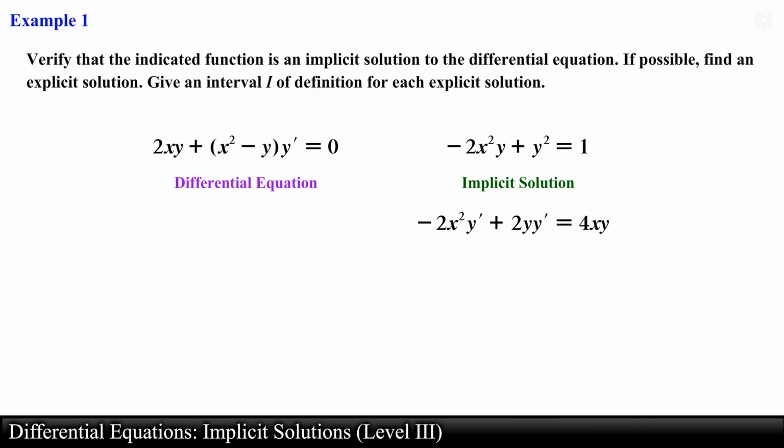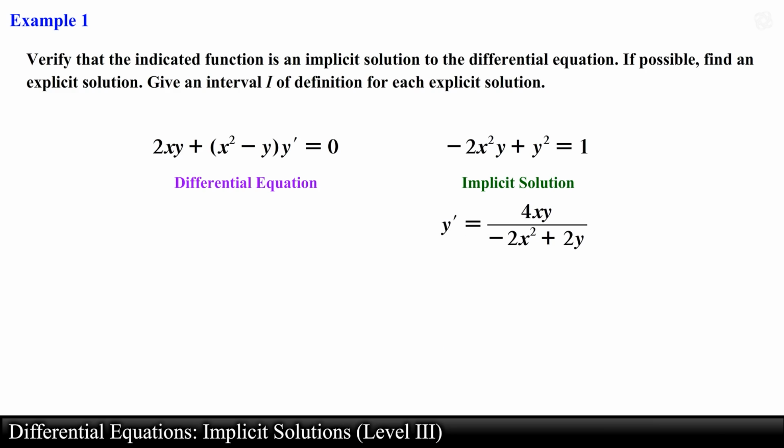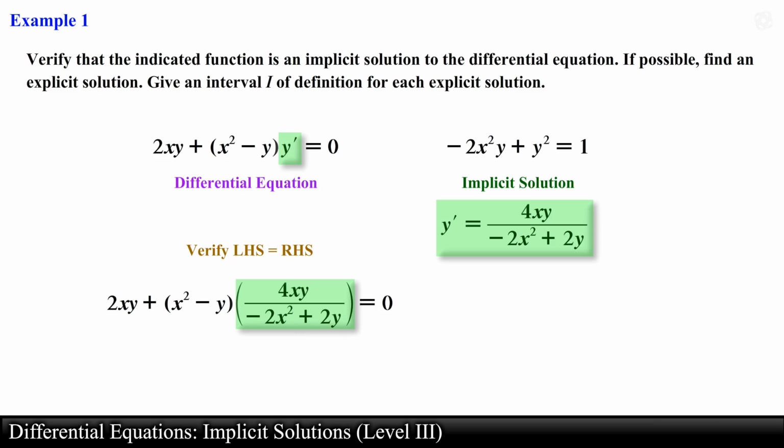The whole point of moving all the terms to one side is so that we can factor out the y prime term, as follows. From here, it's just a matter of solving for y prime. Doing that, we obtain the following expression. Having found the derivative, we proceed with the substitution step. Let's verify that the left and right-hand side of the differential equation are equal to each other. Carrying out the substitution, we obtain the following expression.